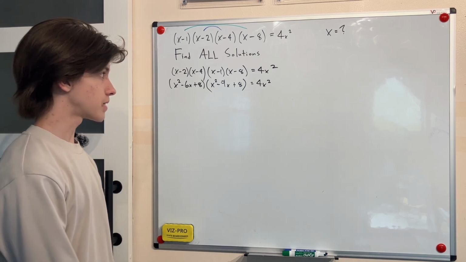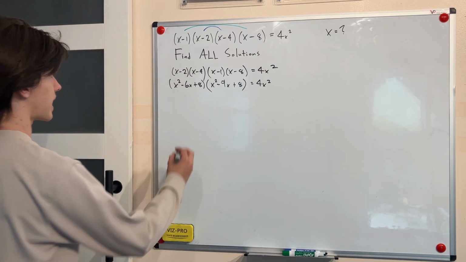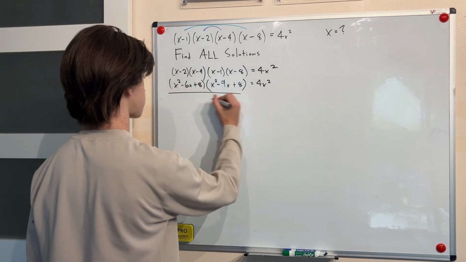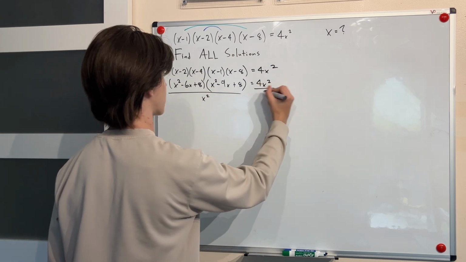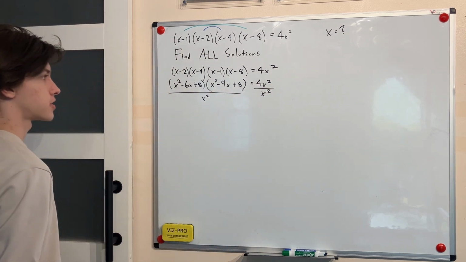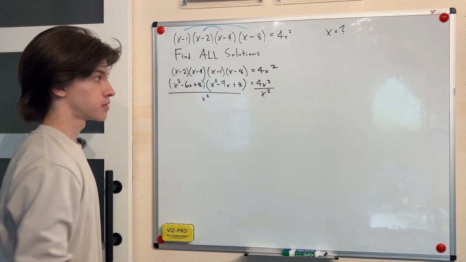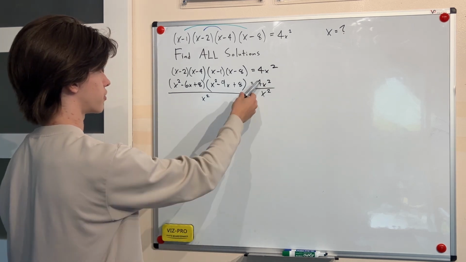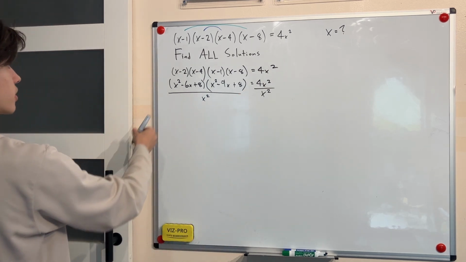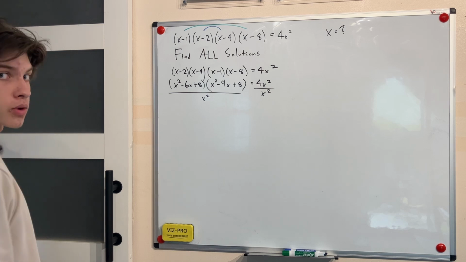It's very simple. We just have to divide both sides by x squared. And something very nice will happen if we do just that. On the right hand side, it makes sense. We're going to get rid of the squares and we're going to have 4. But what's going to happen on the left side? We'll consider it like this.